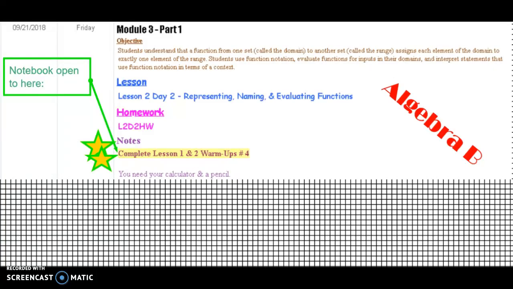Alright, welcome back. We're going to do lesson 2, day 2. This is mainly just for some extra practice. You won't find it in your book. I printed a copy. If you were in class, you'll find it attached in Google Classroom.